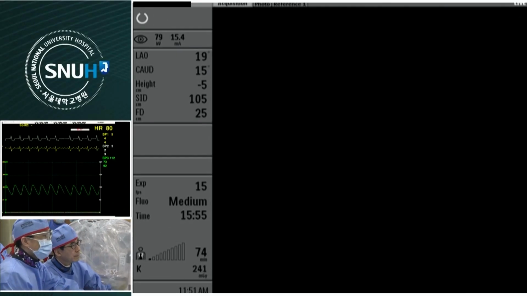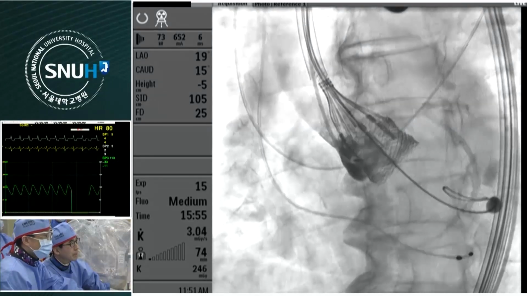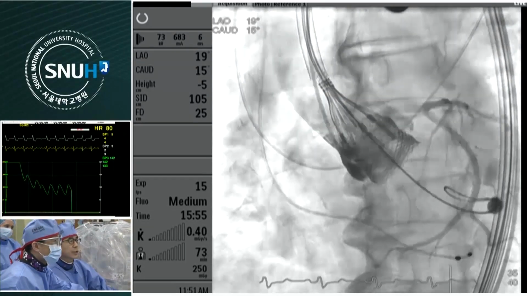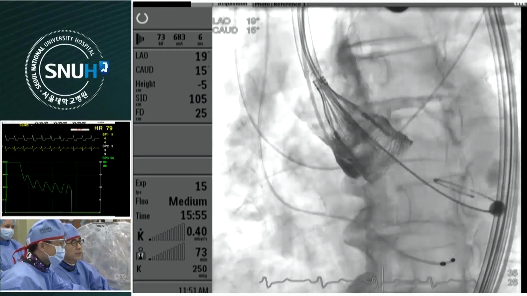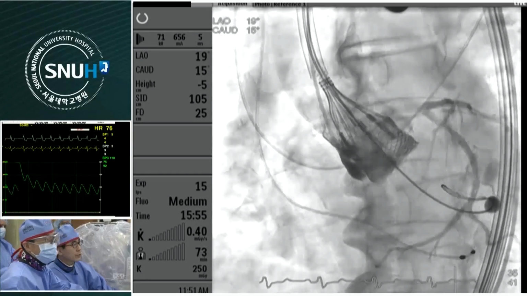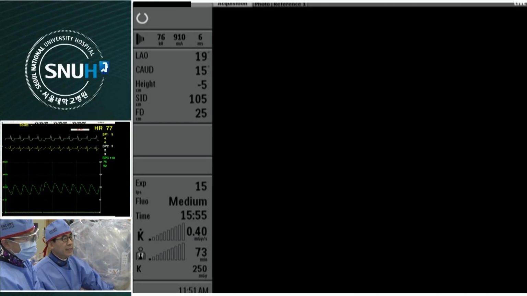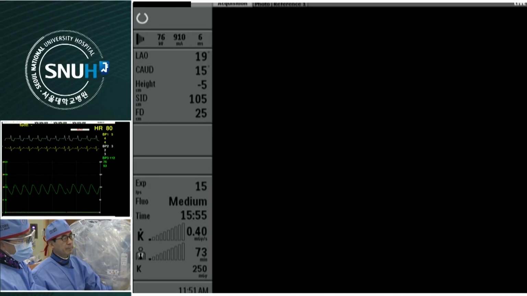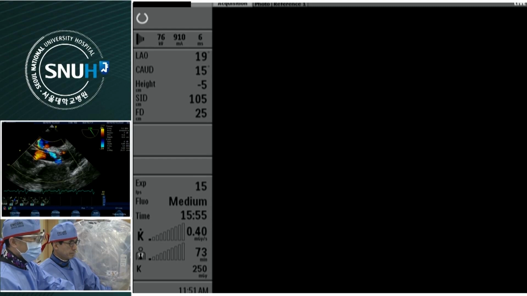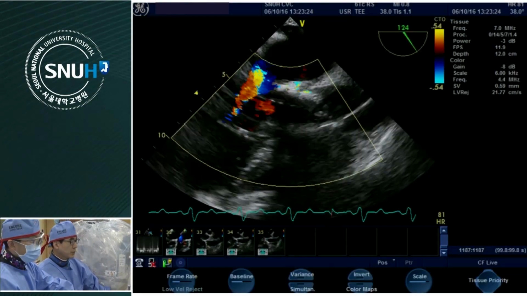Why don't you use TE again? Okay, good, that's confirmed. Depth is good, and there is no conduction disturbance on the ECG. Can you see the T? No. Please show us on the big screen.